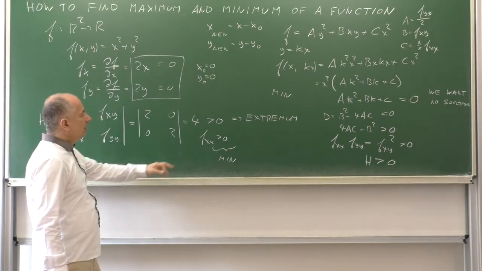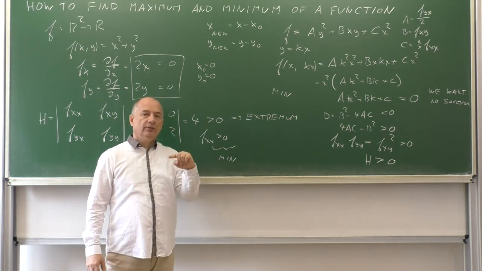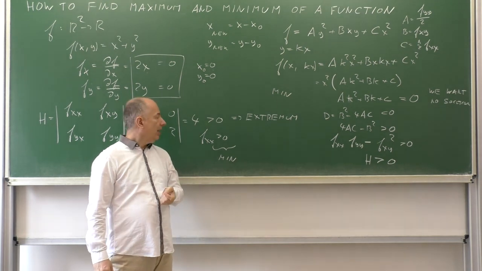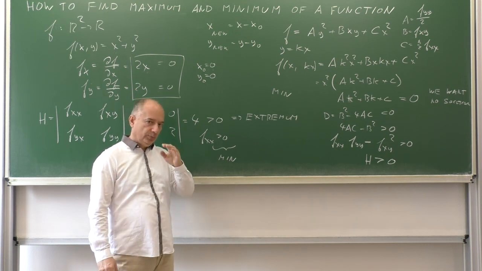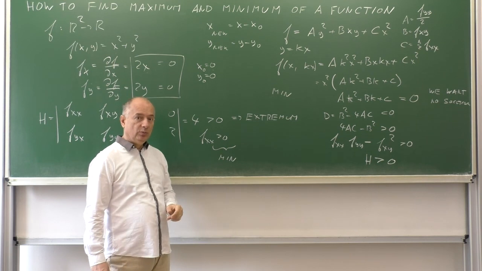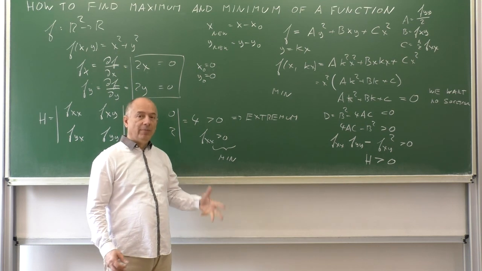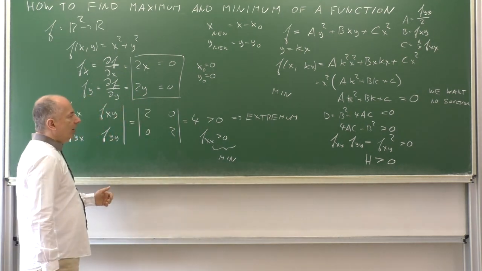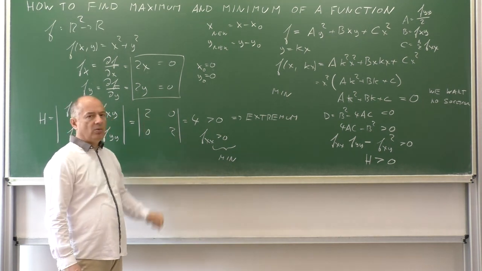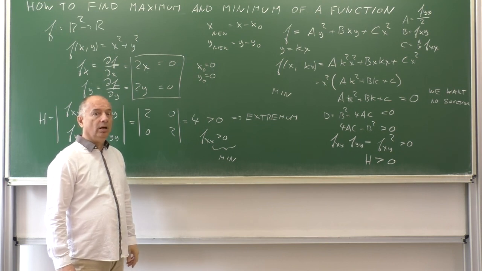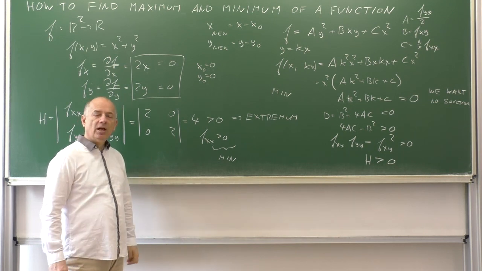Well, and then what about this condition? Well, this is related to the case of a function of one variable. You remember? If a function of one variable has zero derivative and positive second derivative, then we have a minimum. And if the second derivative is negative, we have a maximum. Well, perhaps a question might arise, should we look at fxx or fyy? And what if these two second order derivatives have different sign?